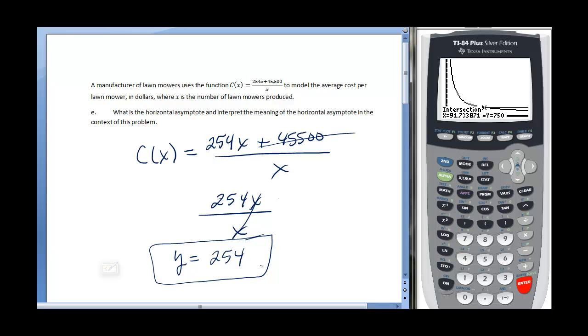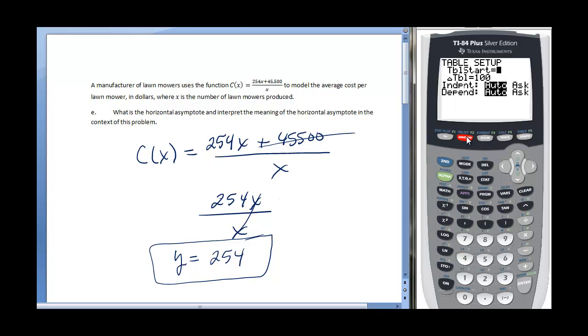I can confirm this on the graph on my calculator, and I like to use the table. So I go into table set right here, second window, and I'm going to have my table start at 0, and I think I'm going to go up in increments of 1,000. And then I'm going to look at my table, so it's second graph to get over to your table here. And of course at 0 it's an error because we can't divide by 0.